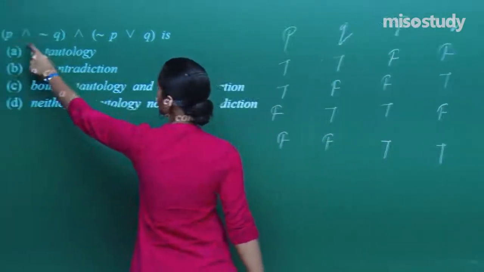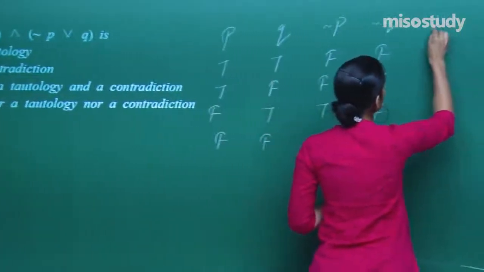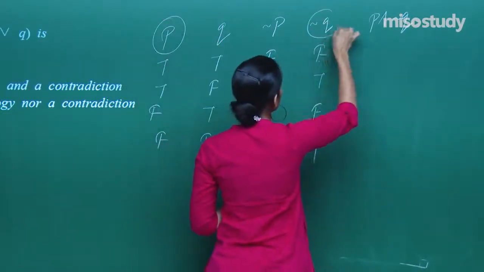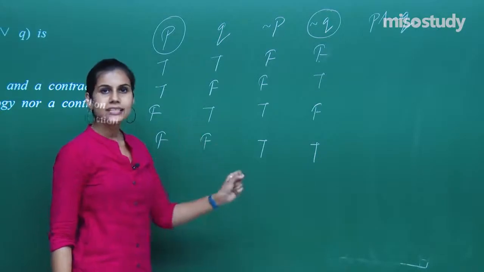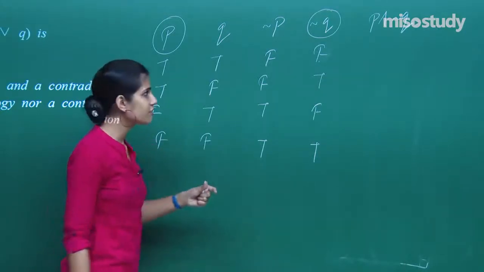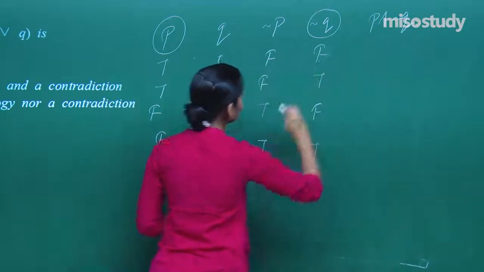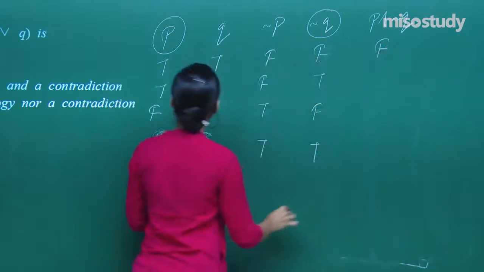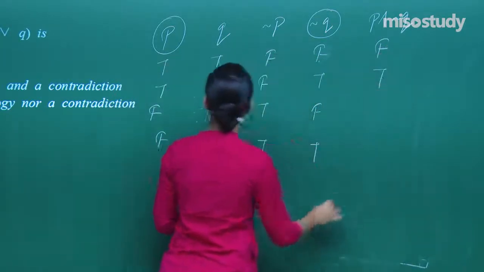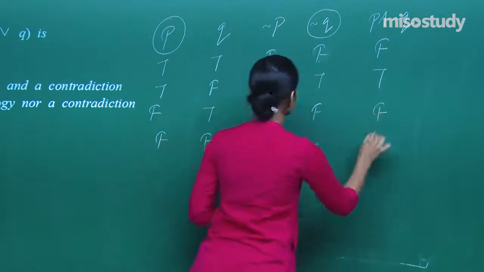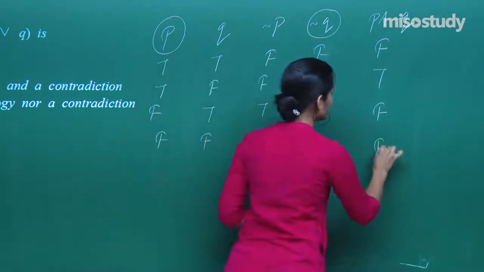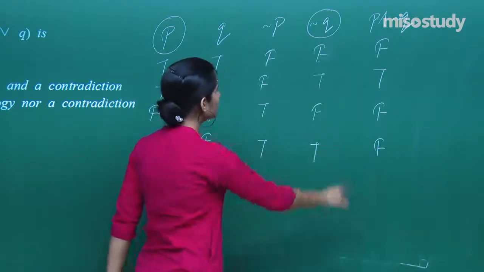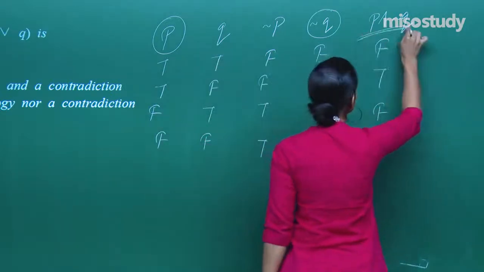First thing is P and not Q. An and statement is true only when both the statements are true. So P and not Q: this is true, this is false, so false. This is true, this is true, so true. This is false, this is false, so false. This is false, this is true, again false. Even if one is false, it's false. For it to be true, both P and not Q should be true, which is only happening once.